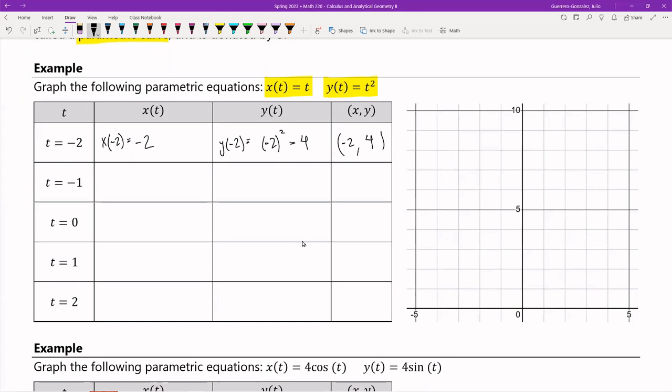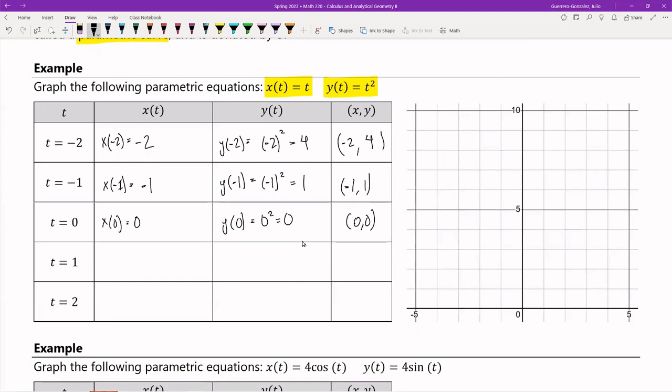Okay, let's go ahead and do t equal -1 now. So x of -1 is going to be -1. Pretty simple. But let's go ahead now and do y of -1. That's going to be -1 squared, and that is 1. So now -1, 1. That's my next point. Okay, let's go ahead and do the next one. x of 0 is 0. We're good. y of 0 is going to be 0 squared, which is still 0. That's good. 0, comma 0.